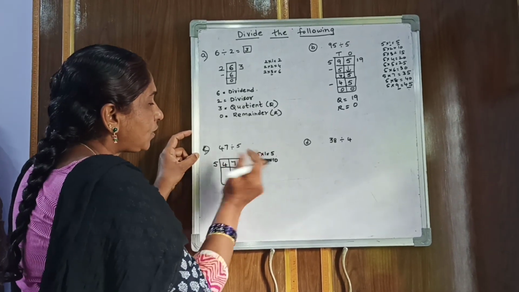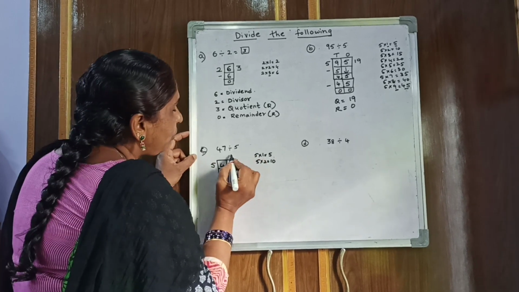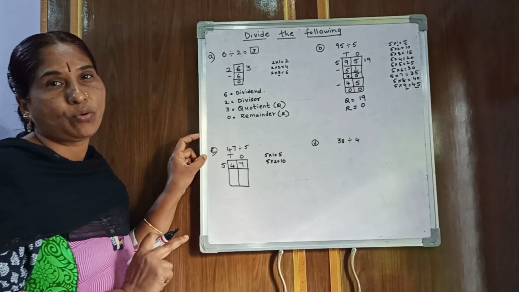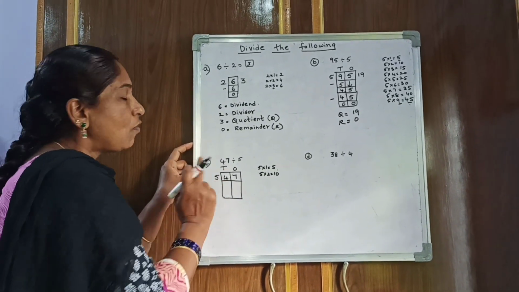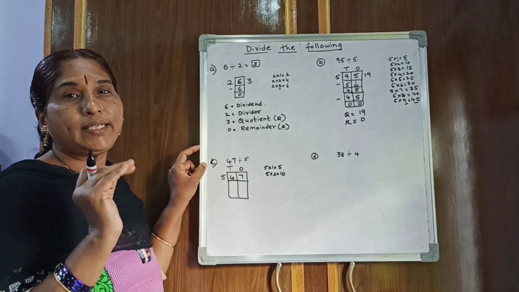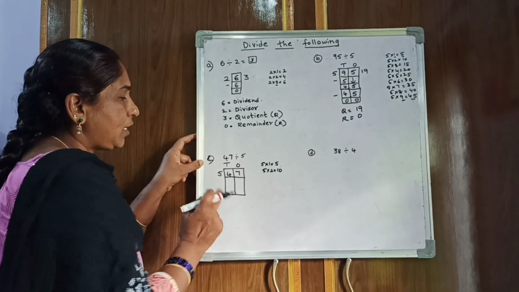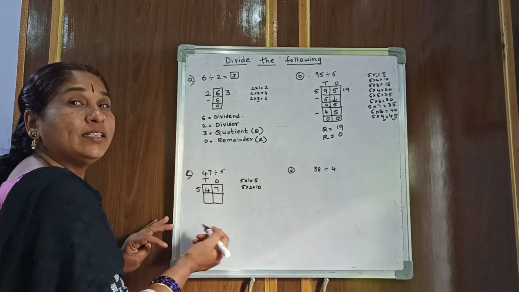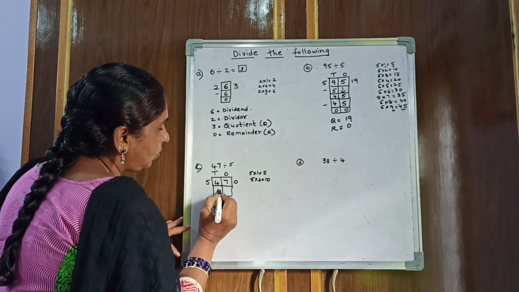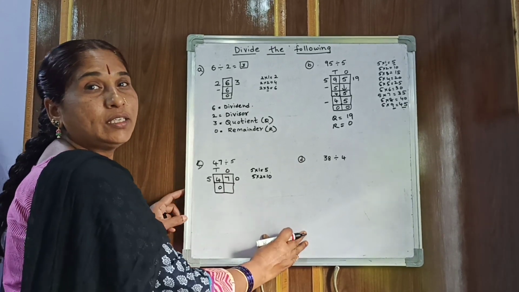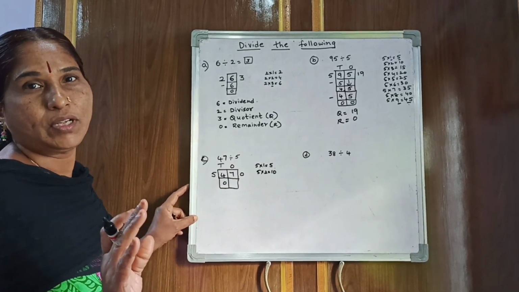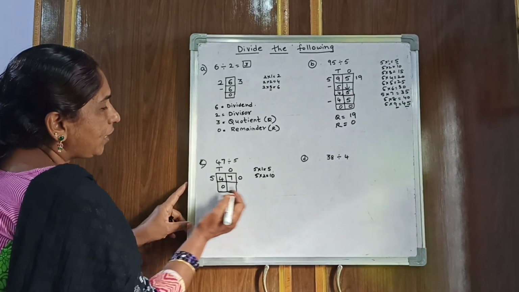I told you that you can write place values also, ones, tens. So first you have to see the tens row. So here in the tens row, 4. 4 is smaller than 5. So it won't go. Then you have to take 0. Is it clear, children? 5 zeros are 0. So in multiplication only you get 0.